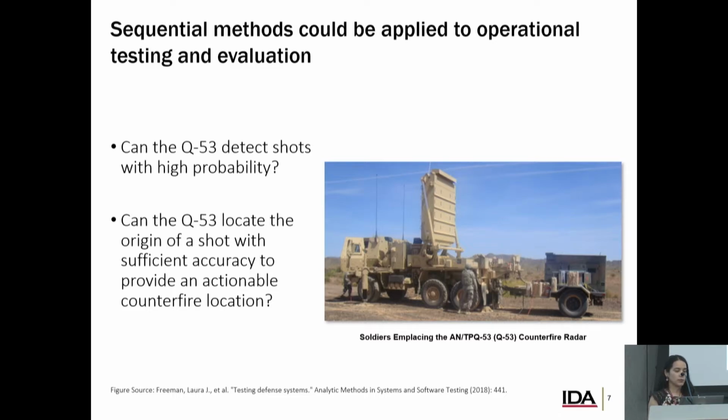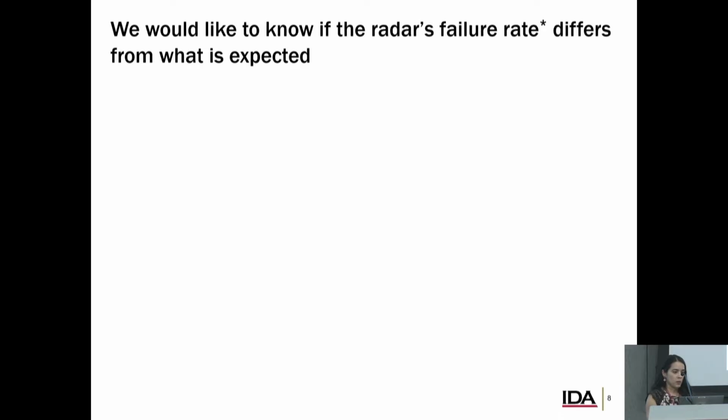So long story short, the Q-53 can detect incoming artillery and mortar. It's a radar, and it can detect them with a certain probability, and it can also detect the origin of that shot. We are going to focus the first part on that first question: can the Q-53 detect the shots with high probability? So we want to know if the failure rate of the Q-53 is what we think it should be, or if it's worse. If it's worse, then it's not good for our soldiers, right?